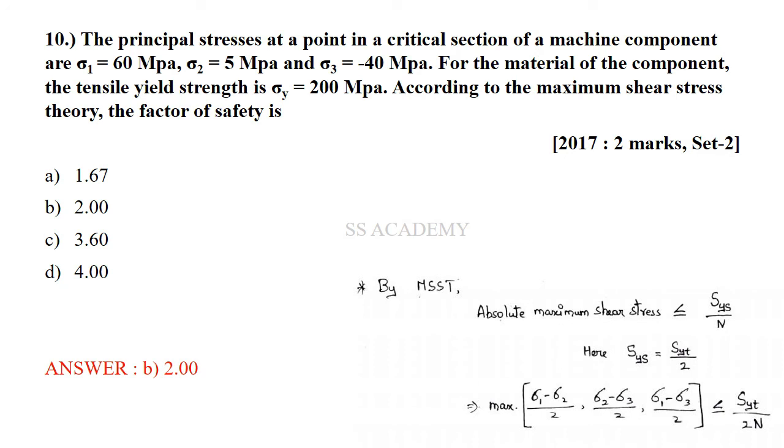So maximum of these three values is taken and it is compared with SYT by 2N, instead of SYS. According to maximum shear stress theory, they have asked N. So we will be getting 2 to cancel. Here the maximum value, as you can see, 60 minus of minus 40, will be giving 100, and SYT is 200. So N comes out to be 2. So that is the answer.